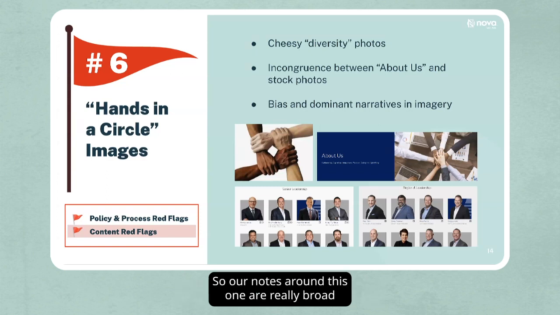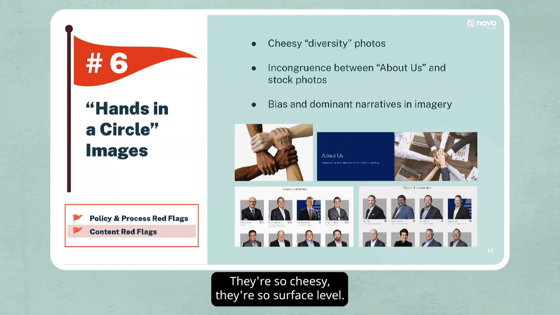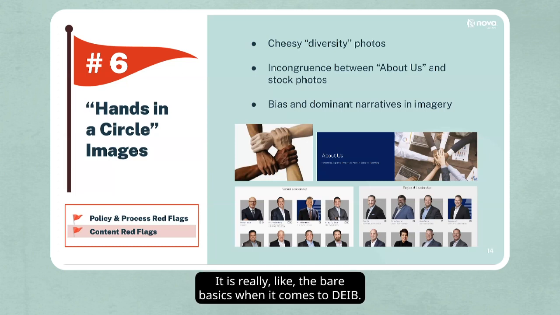So our notes around this one are really broad, because it depends on the context of what you're trying to communicate and to whom these might apply. What we see a lot, and you see our examples here, if you've talked to Nova on the phone, someone has said to you, look, we're not about this hands-in-a-circle life. That's not because we dismiss ideas of solidarity and unity. I use unity a little bit loosely because it gets weaponized so often. But really, what are we trying to communicate with these images? They're so cheesy. They're so surface level. It is really the bare basics when it comes to DEIB.